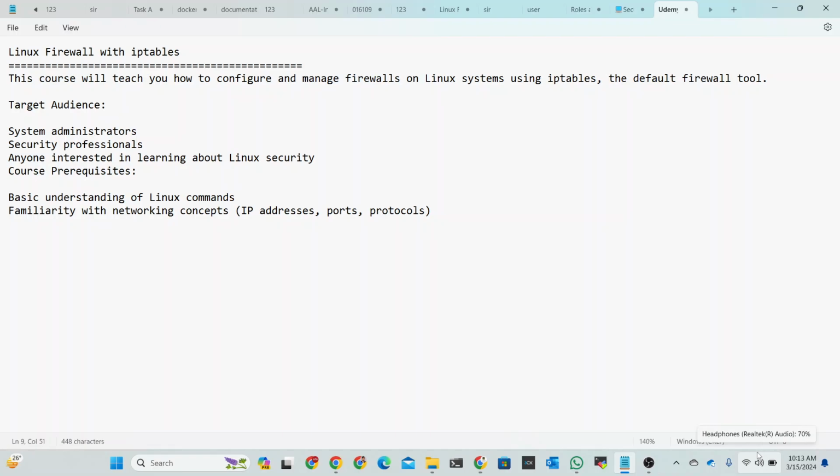This course will be teaching how to configure and manage firewalls on a system using iptables, the Linux firewall tool. Actually, I want to make a playlist for this Linux firewall, so that's why I will discuss something. So welcome to Bunyamin.